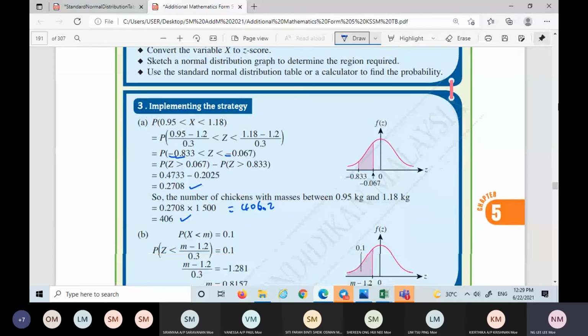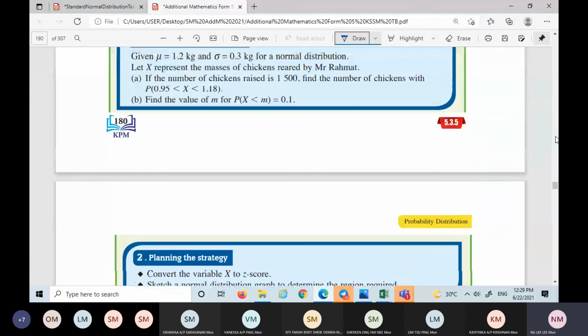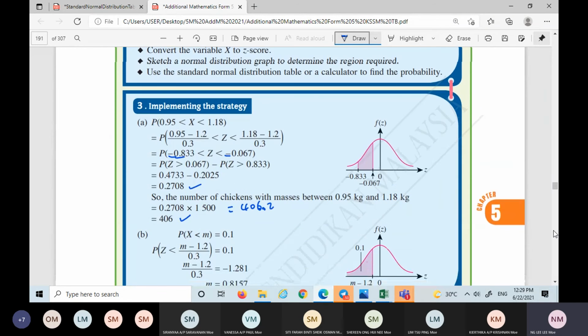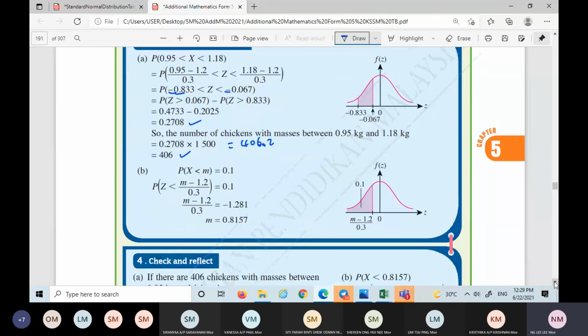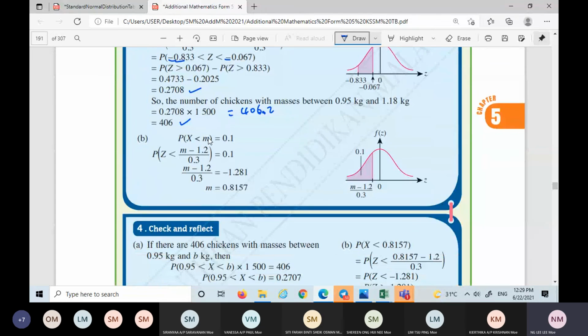Okay, part B. What is the part B question? Find the value of m for the probability that x is smaller than m equal to negative 1. So we just start from here. This one you have to read inside out, because area is given. Change to z-score. Remember, every time change to z-score. If not, you cannot use the table.